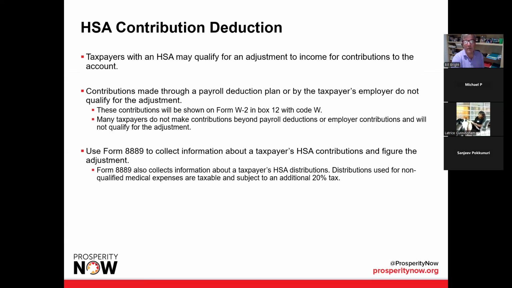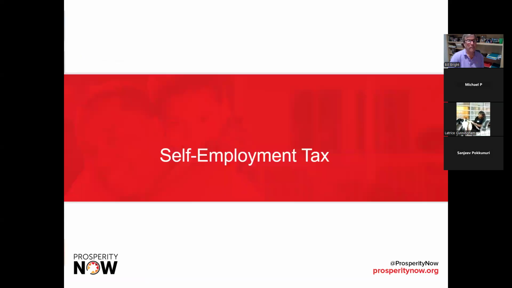The client should have a form from the HSA administrator, and we need to know from them if all the distributions were for qualified medical expenses. Generally, they're going to respond yes, and that's positive affirmation. We don't need to see receipts or anything like that. If for some reason it's not, if down the road it was determined that they used that to make a car payment, they could be subject to a 20% additional tax on that distribution.